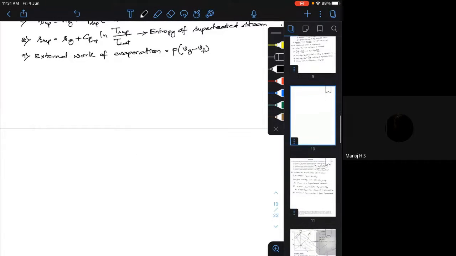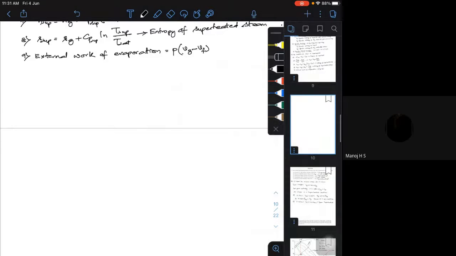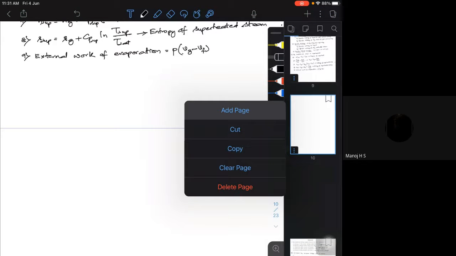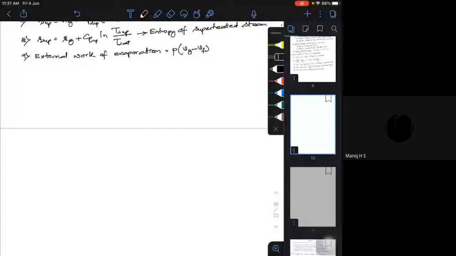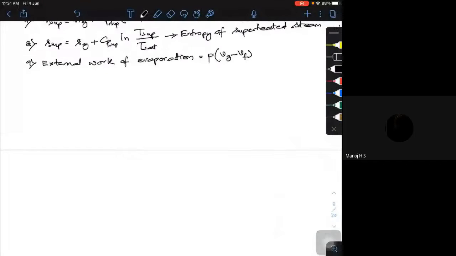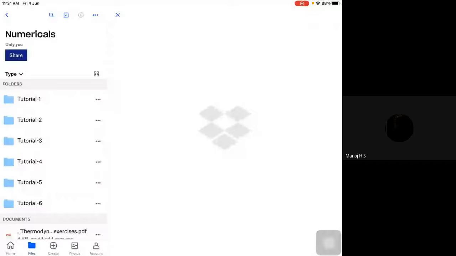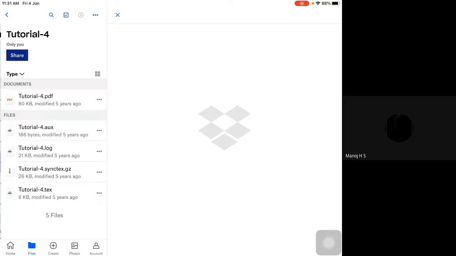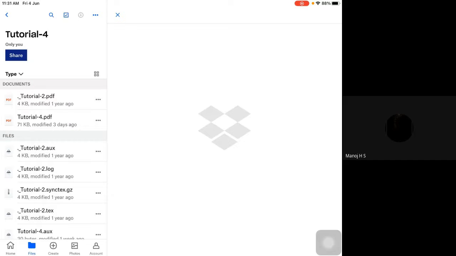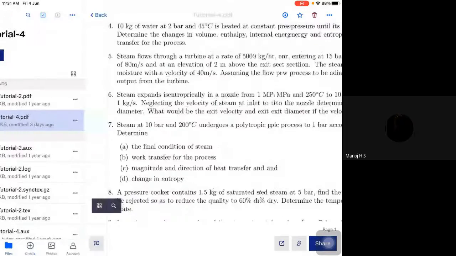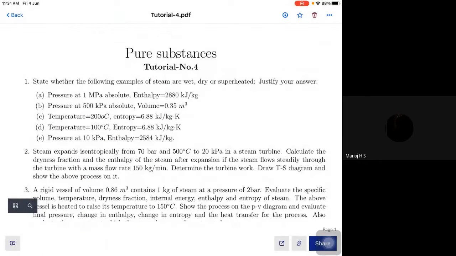I have prepared a few numericals. So let me go to that Dropbox. I'll try to upload this particular thing. I prepared it as a tutorial. Actually, this is tutorial 4. Pure substances. Let's take them one by one.